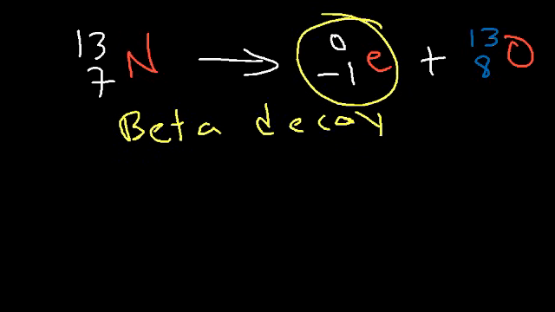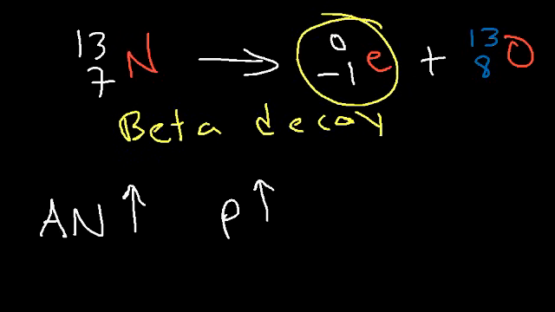Now let's go back to this reaction. We need to understand the effect of beta decay. So notice that beta decay did not change the mass of the new element. The mass stayed the same. So during beta decay, the mass will be constant. However, the atomic number changes. The atomic number increased from 7 to 8. So beta decay causes the atomic number to go up. And the atomic number is basically the number of protons. So the number of protons went up. Nitrogen has 7 protons, but oxygen has 8.